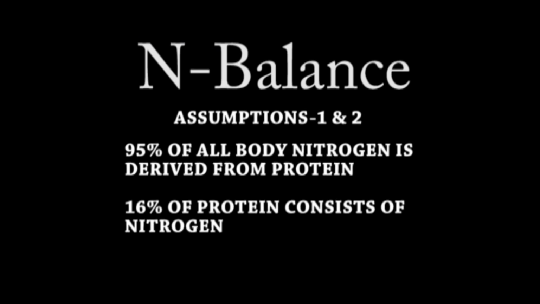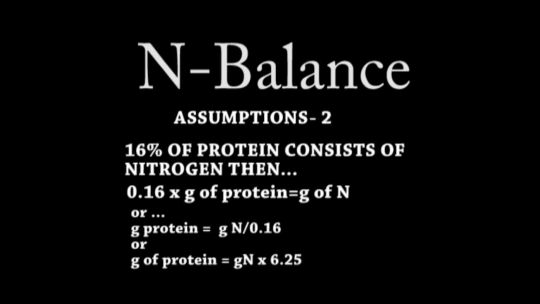In wanting to explain, in the nitrogen balance equation, why grams of protein are divided by 6.25, I want to make two major assumptions. The first assumption is 95% of all body nitrogen is derived from protein. The second one, which is really critical in understanding 6.25, is that 16% of protein consists of nitrogen. So now in the calculation, I want to focus on assumption 2, that 16% of protein consists of nitrogen.